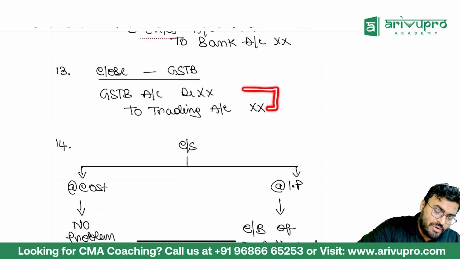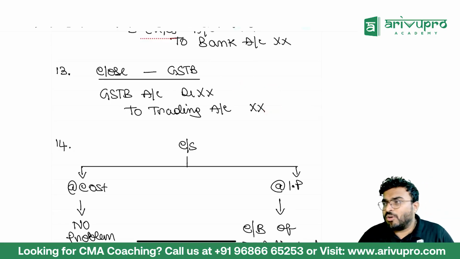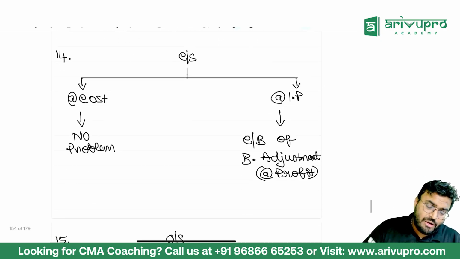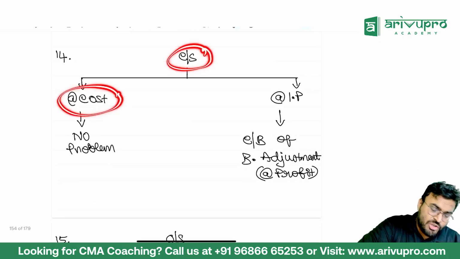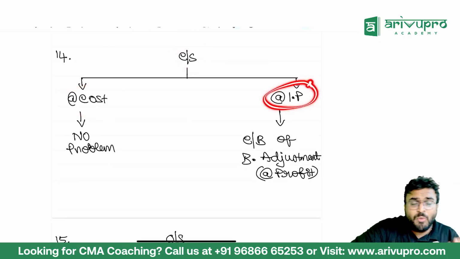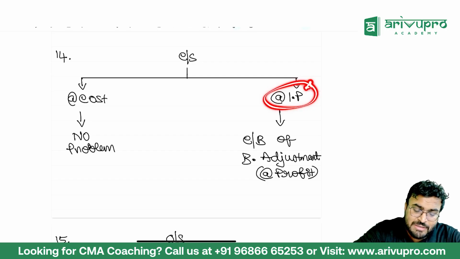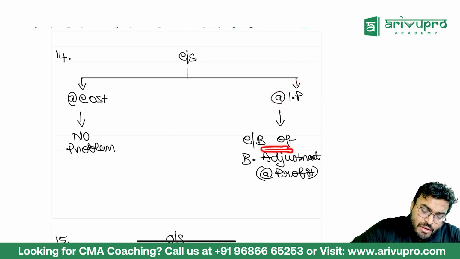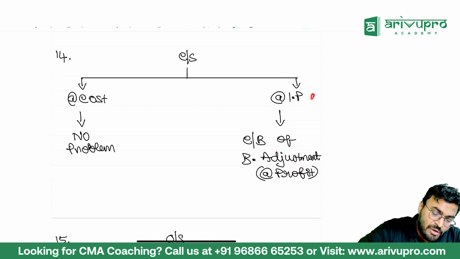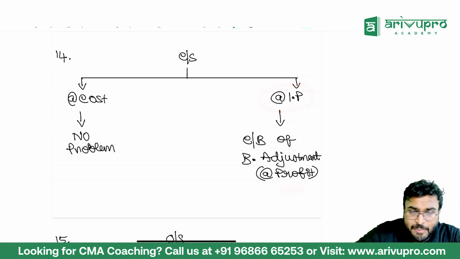Goods into branch account is debited to trading account. Now closing stock, if it is at cost, no problem. If it is at invoice price, the entry will be that the closing balance of branch adjustment will be the profit.